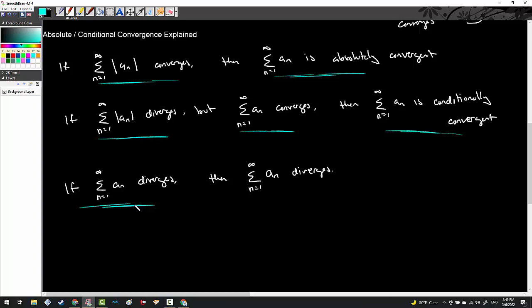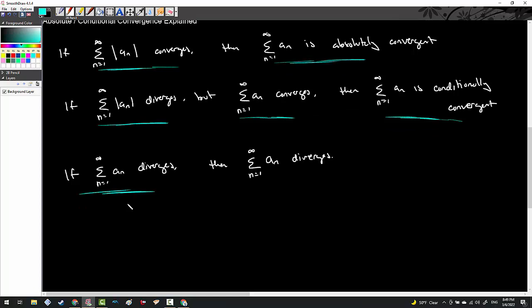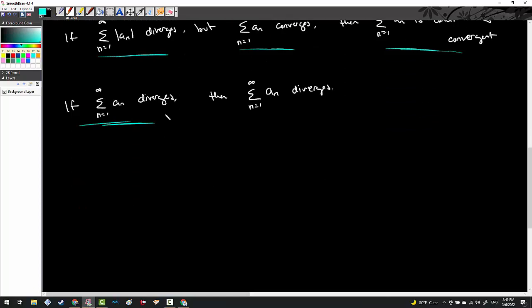I mean, if you take the alternated version and it diverges, then it makes sense that the absolute valued one would just diverge. So you wouldn't even need to test the absolute valued version. If you just knew it diverged, even though it was alternating, it would diverge automatically. And so let's take a look at that example, because I haven't done one like that yet.